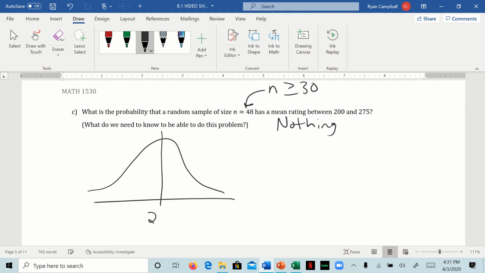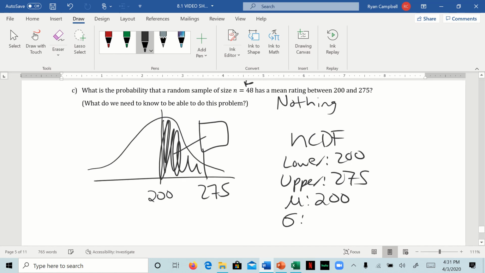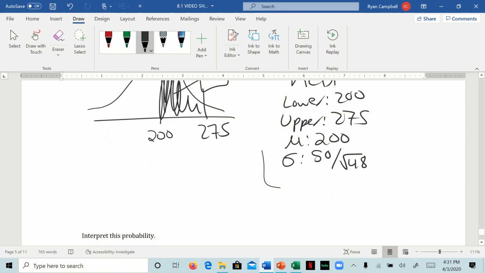Right in the center, we got 200 and 225. This is looking super familiar, right? We do normal CDF. Lower is 200. Upper is 225. Mu is 200. Pause. For sigma, we do have an n, so we take our sigma and divide it by the square root of 48, because we have 48 people. When we do that, we end up with 0.4997.